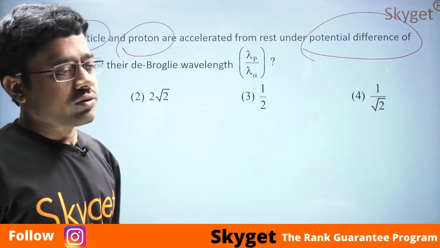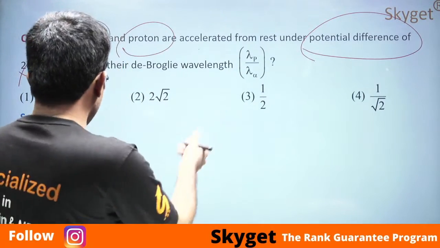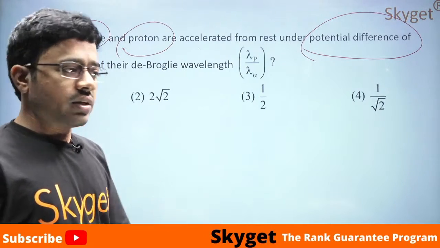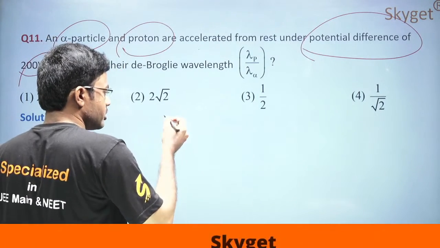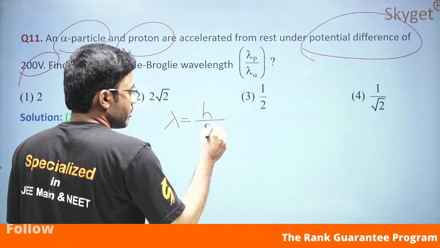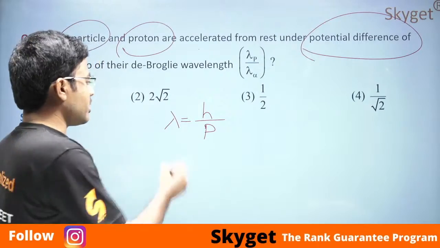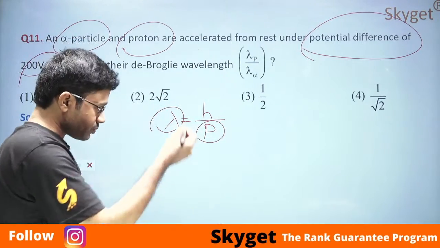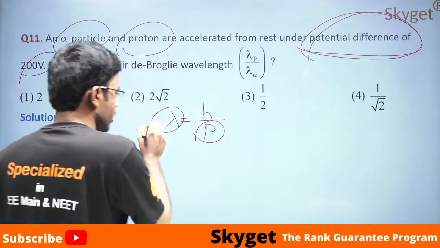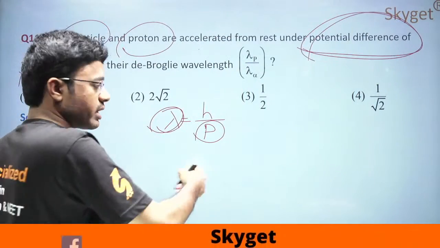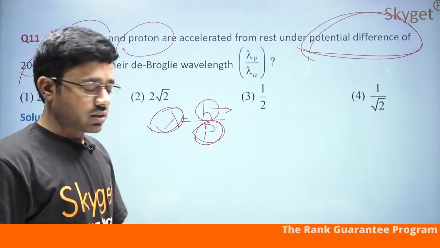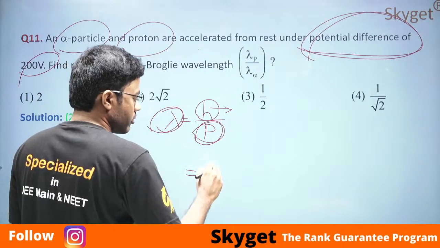So find the ratio of the de Broglie wavelengths. When he is asking to find the ratio of their de Broglie wavelengths, the first thing you have to do is write the relation between the particle nature and wave nature, which is given by de Broglie, that is lambda is equal to h by p, where lambda is wavelength, p is the linear momentum. He is asking in terms of the potential difference, so you have to convert the linear momentum, because small h is constant and you can't change it.